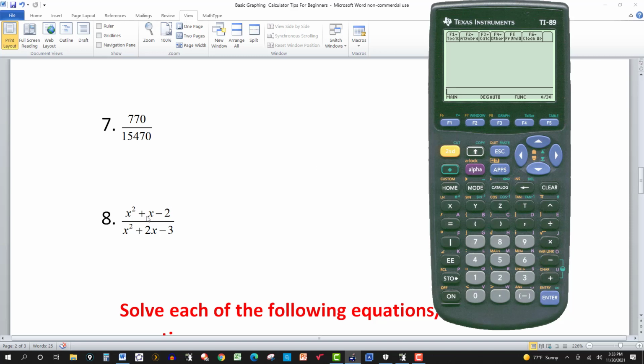So notice what happens if I type in this expression. I'm going to go parentheses, and then I have x squared plus x minus 2. Close parentheses. So I got x squared plus x minus 2, and I'm going to divide it by, again, important to have parentheses here, x to the second plus 2x minus 3.